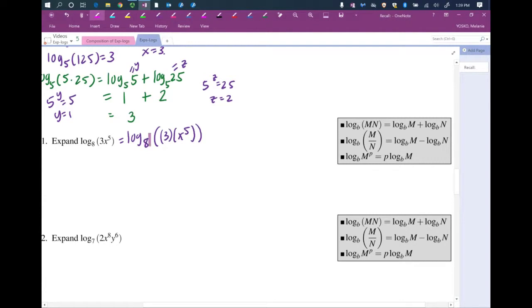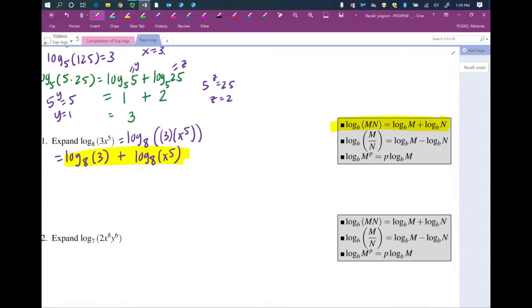So you see we have a log and there's two things multiplied together. We have this product right here. So I'm going to highlight. We're going to use this property first. So this is log base 8 of 3 plus log base 8 of x to the 5th. And that's this property right here.